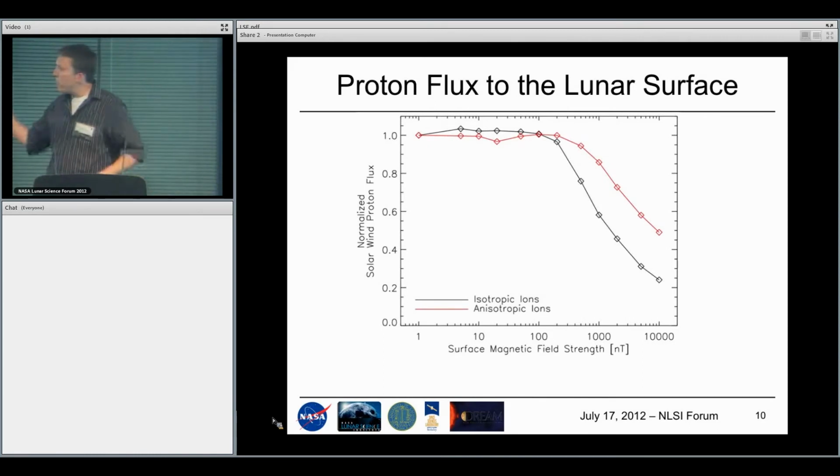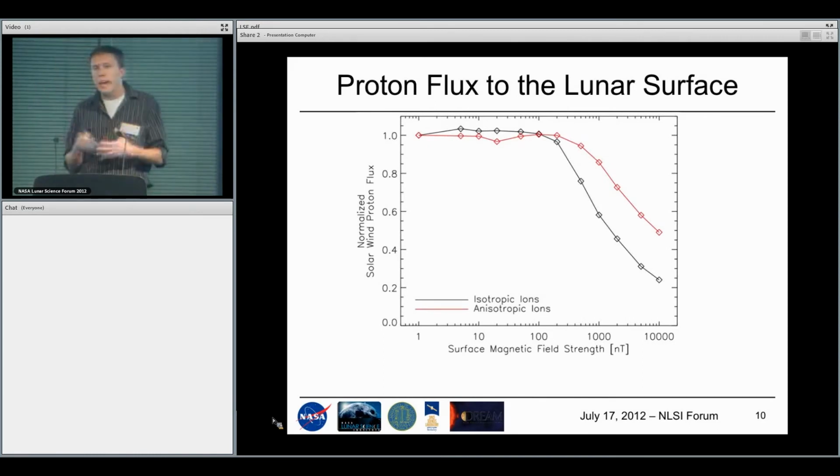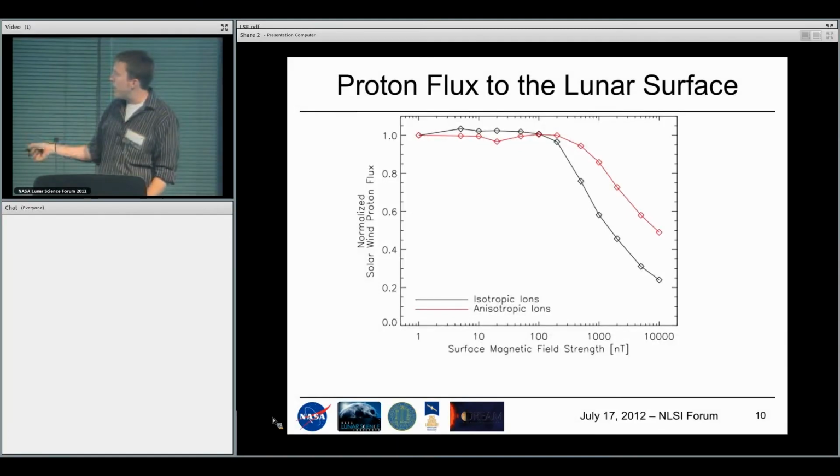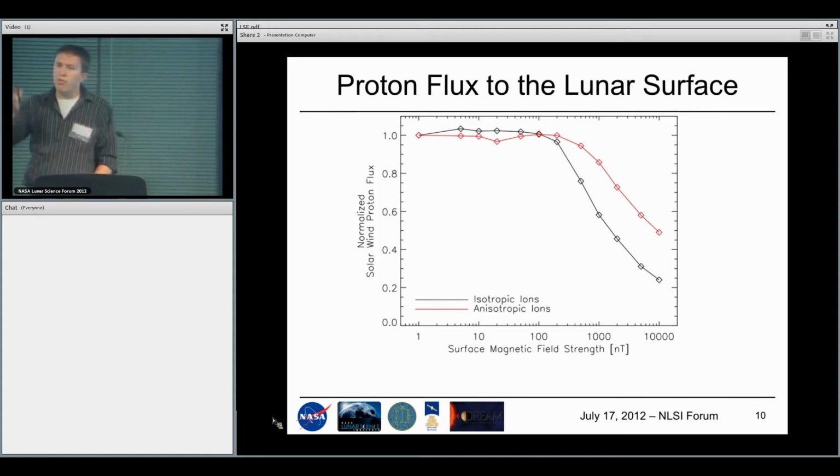Now, from those individual phase space plots, I can actually calculate the proton number flux and the proton energy flux to the lunar surface. And I show that here as a function of the magnetic field strength at the surface. So down at very weak fields, less than, say, even 100 nanotesla, this is the normalized proton flux from the solar wind. So a value of 1 is basically the entire flux you would get from an unshielded region.